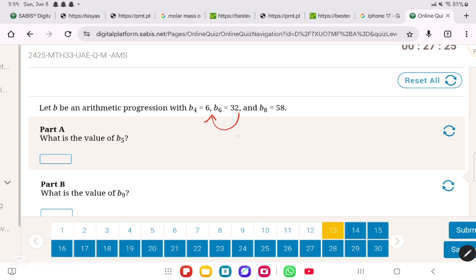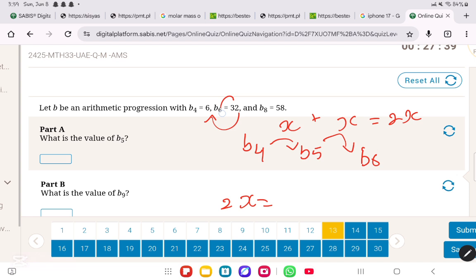Why? Because from b_4 to b_5, let's say you are adding x. And then from b_5 to b_6, you're adding x again. So x plus x is what? It's 2x. So that means 2x is equal to the difference, b_6 minus b_4, which is 32 minus 6.